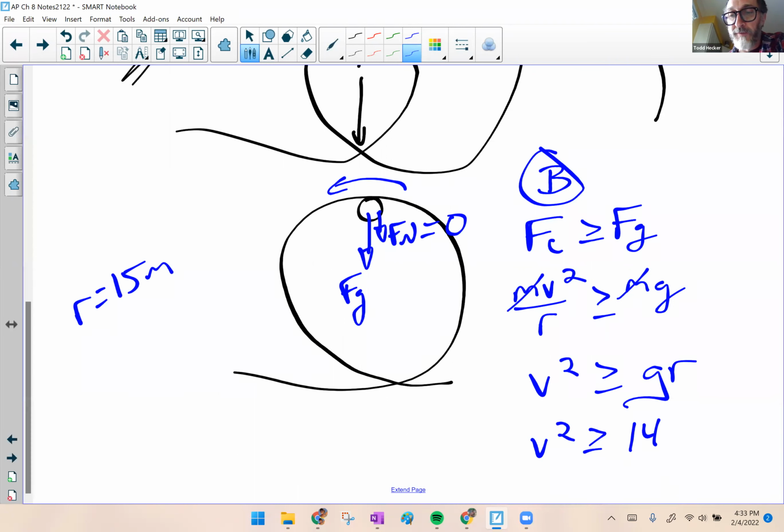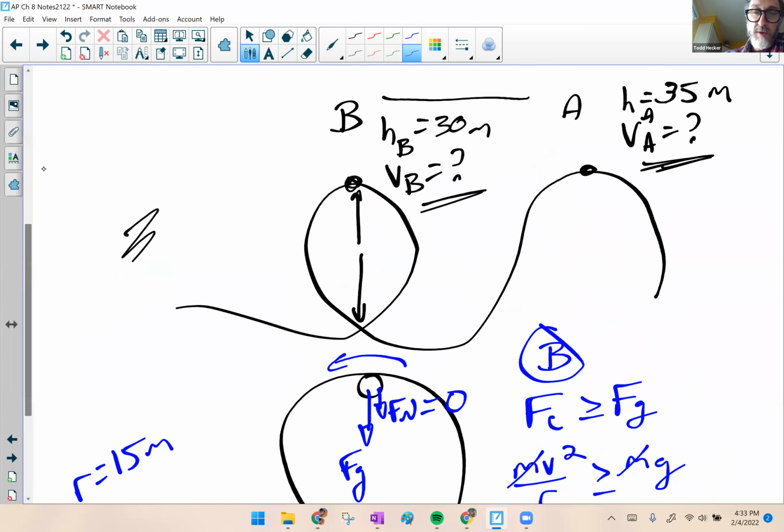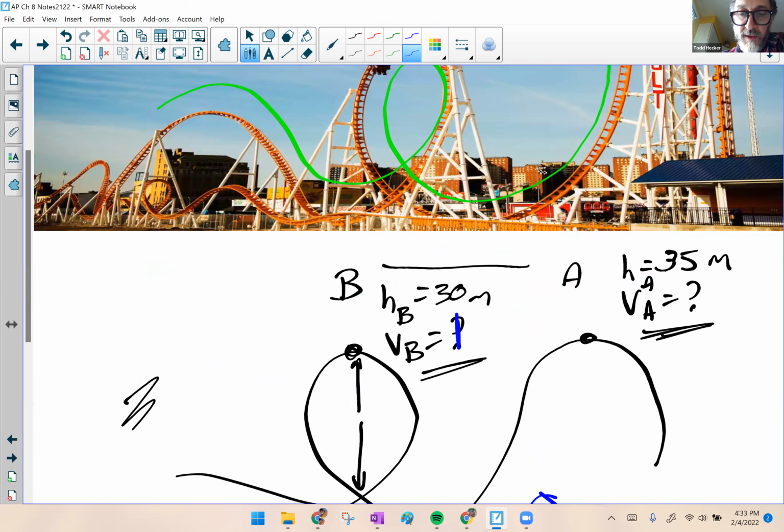This turns out to be 147 meters squared per second squared, if you're keeping track of your units, or the velocity has to be at least, if you square root both sides, 12.1 meters per second at point B. That's the velocity at point B. So this velocity has to be 12.1 meters per second. And now we can do conservation of energy and find the velocity at point A. Okay, so let's try that.